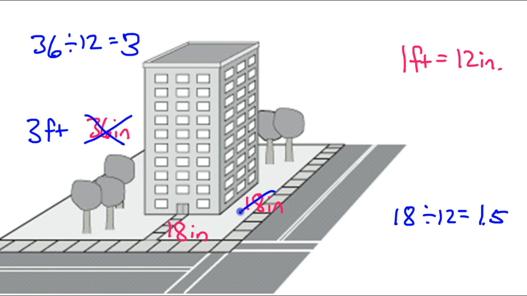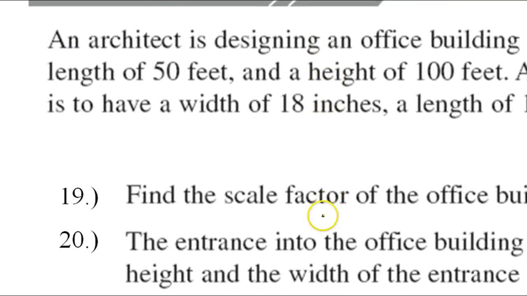Okay, that's why this would be the same thing as having 1.5 feet. It's hard to see over here. 1.5 feet. Okay, so now we have all feet. All right, it's 1.5 feet by 1.5 feet and 3 feet tall. So what do we want to know?